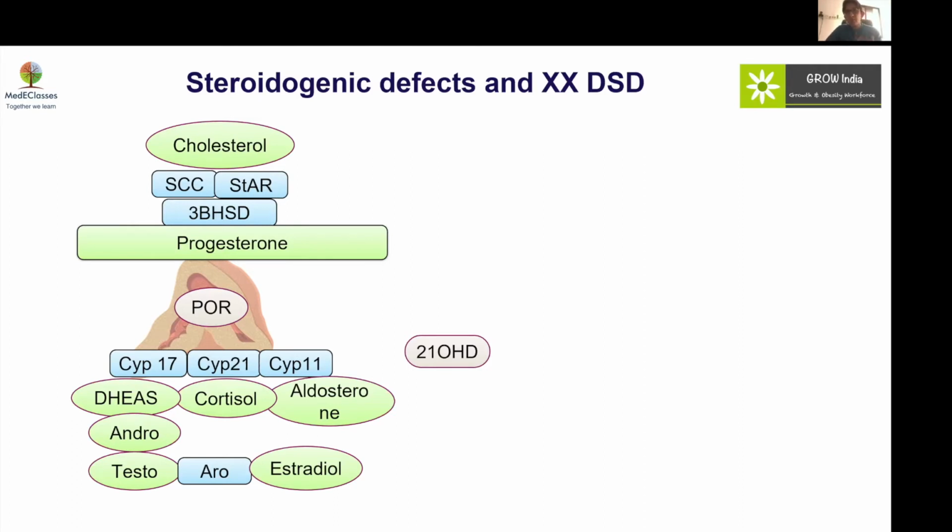So depending on the residual 21 hydroxylase activity, it will present at different parts of life. 21 hydroxylase deficiency will lead to salt wasting, but in an XX individual it is caught before salt wasting even happens, due to the genital atypicality or genital ambiguity.